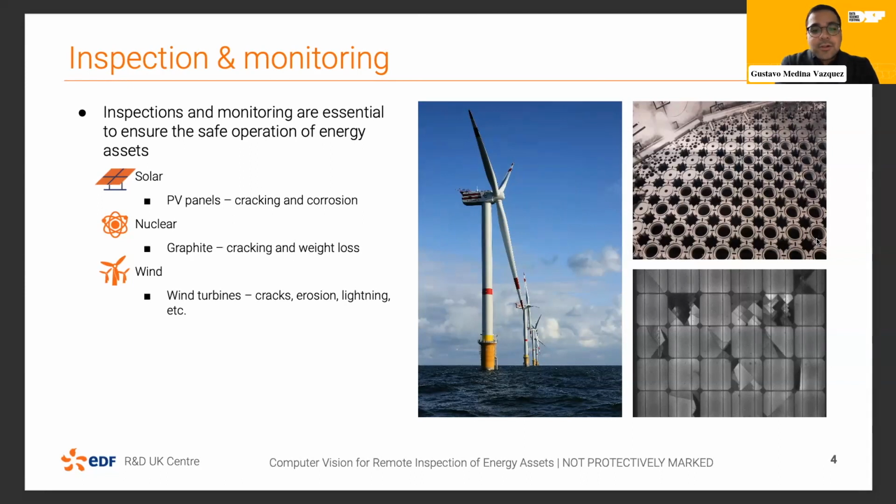For example, solar panels may develop cracking and erosion from exposure to the elements. In nuclear power plants, you have graphite bricks that help regulate the fusion process, and these may develop cracking and suffer from weight loss, where they lose mass over time, which may also hinder the operation of the plants. And for wind turbines, once again, they are exposed to the weather, to the elements, and there are a bunch of things that could go wrong, including things like cracks, erosion, lightning strikes, etc. And this last one is the one that I want to focus on for today.